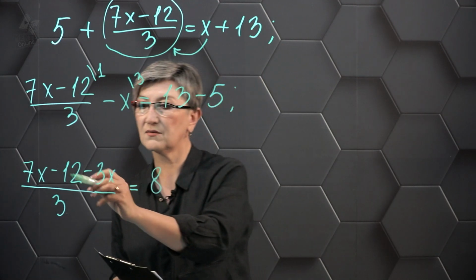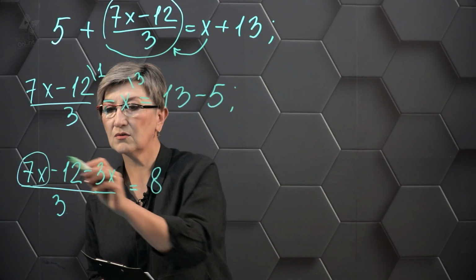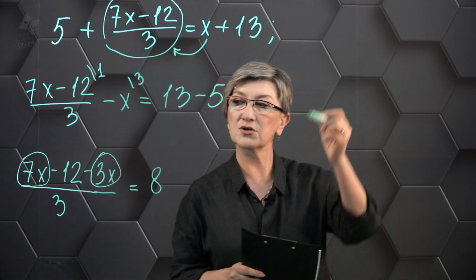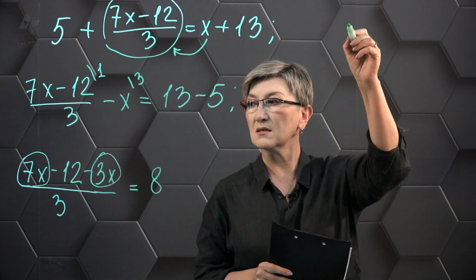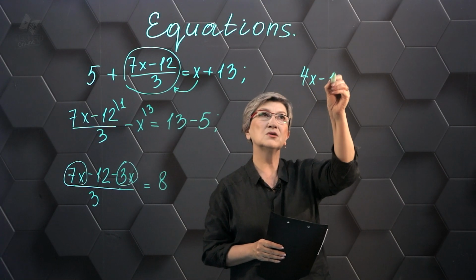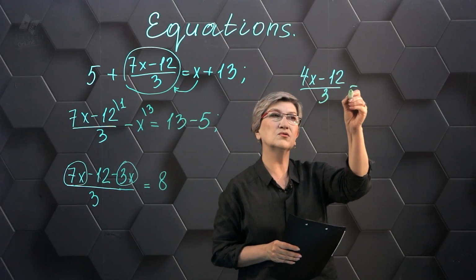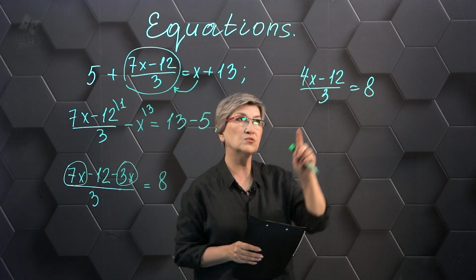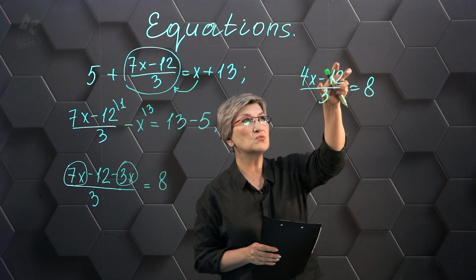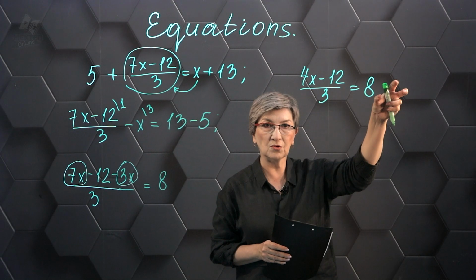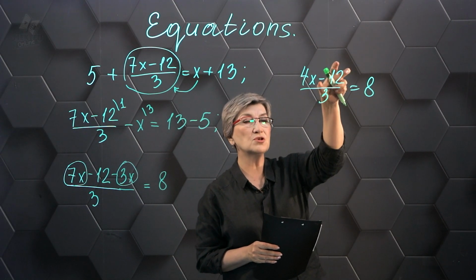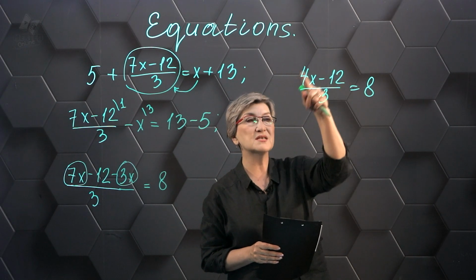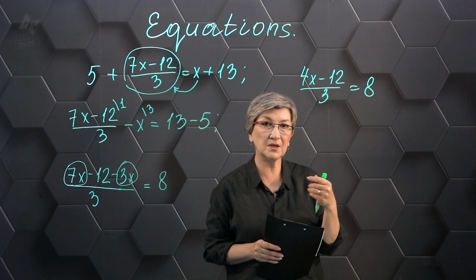Let's keep doing the action. We can see that we have similar summands in the numerator. 7x minus 3x is 4x, minus 12, divided by 3 equals 8. When we see an expression like this, there's no way that we're going to move the constant minus 12 to the right-hand side. Why not? Because that number is written in the numerator. You have to first write down and convert the expression and then do the action.